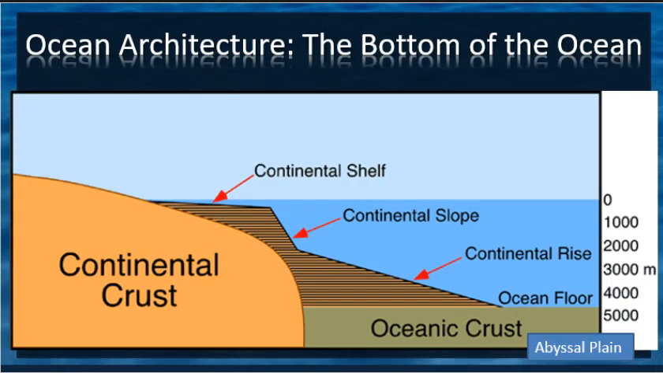Alright, ocean architecture, the bottom of the ocean. Remember we have our shelf, our slope, our rise, our floor. The continental crust and the oceanic crust, we have the abyssal plain, about 5,000 meters down. The continental crust is mostly made up of a rock called granite, and the oceanic crust is mostly a volcanic rock called basalt. Basalt is much more compressible, so it gets smaller. Therefore, that's why it's the lowest part on the earth, and that's why the oceans are there.